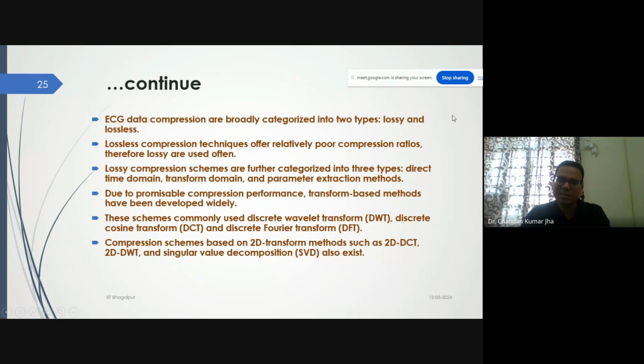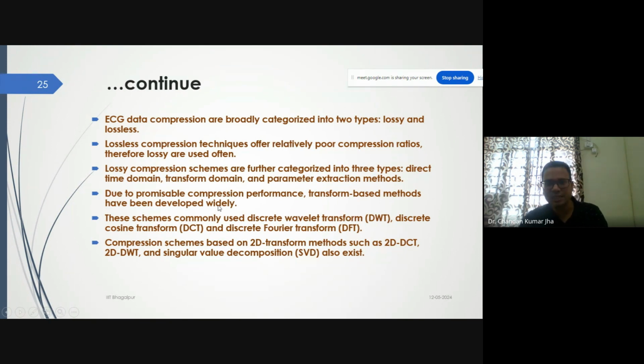So lossless techniques are very much preferable, and the disadvantage of lossless compression is that it has a very poor compression ratio, but it maintains the quality. If a lossless compression is developed in such a way that it offers a good compression ratio, then it will be very much preferable for different biological signals, not only for ECG, but for all different kinds of biological signals. So lossless compression is preferable, but the challenge here is the poor compression ratio.